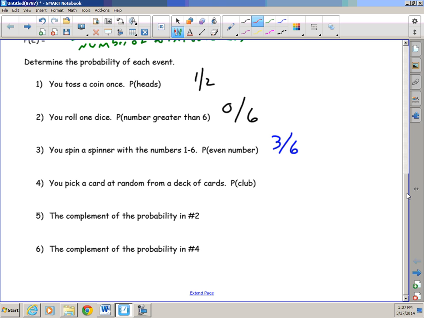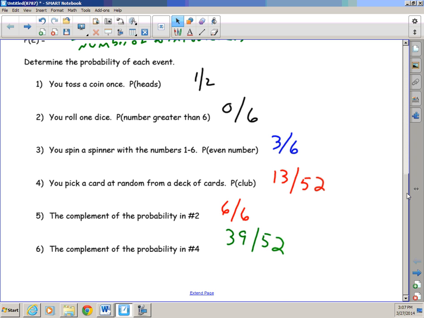I pick a card at random from a standard deck of cards, and it's a club. Well, there's 13 out of 52 clubs. The complement of the probability in event 2, that's 6 out of 6. And what that means is that's the probability of rolling a number that's not greater than 6. The complement of number 4, 39 out of 52.